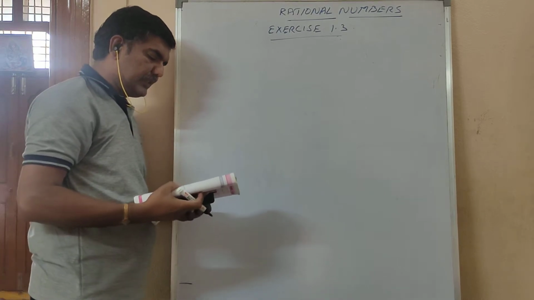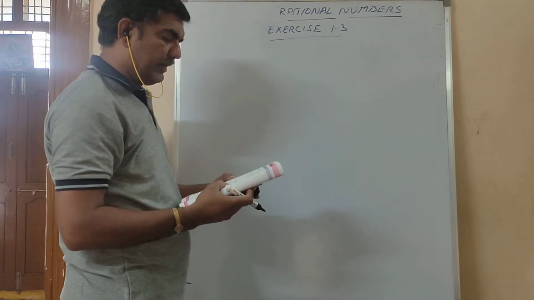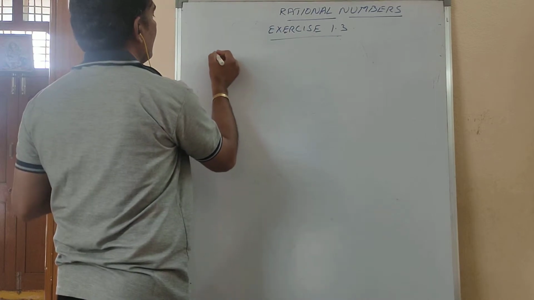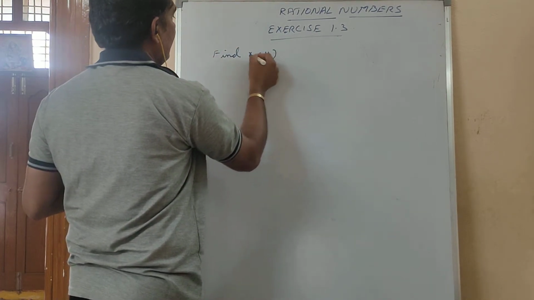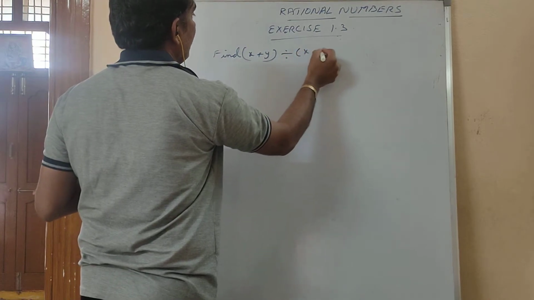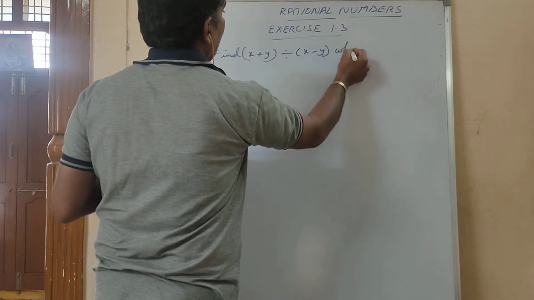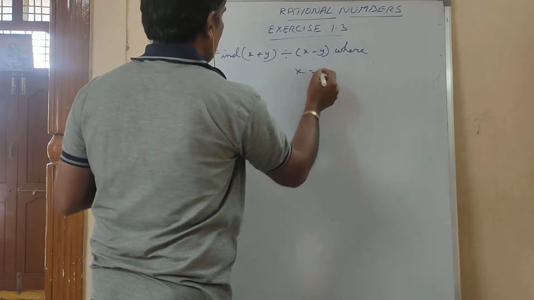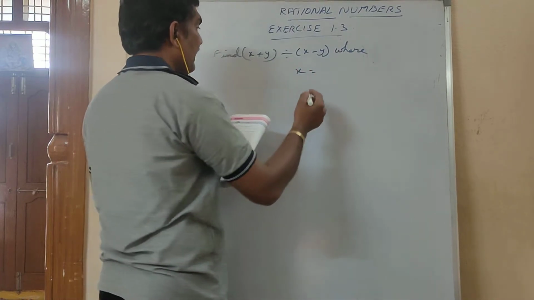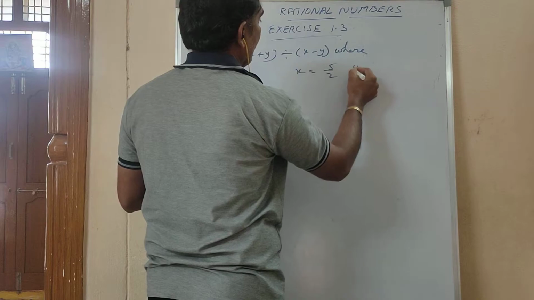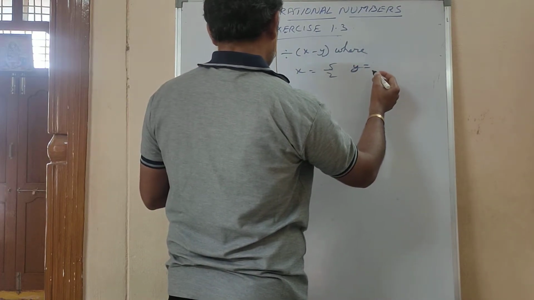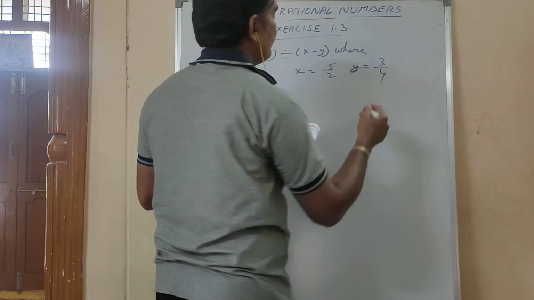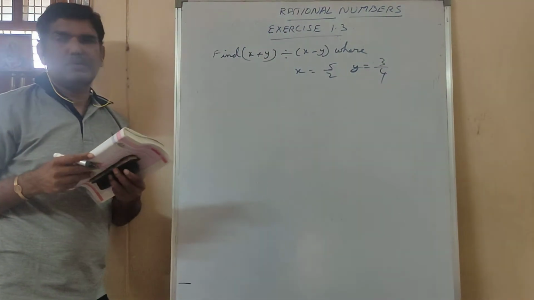Find x plus y divided by x minus y. These problems are very important. Find x plus y divided by x minus y, where x is equal to 5 by 2 and y is equal to 3 by 4. How we have to do, we'll see.